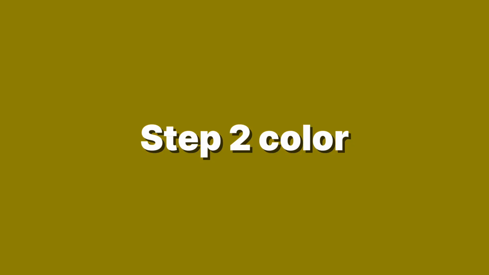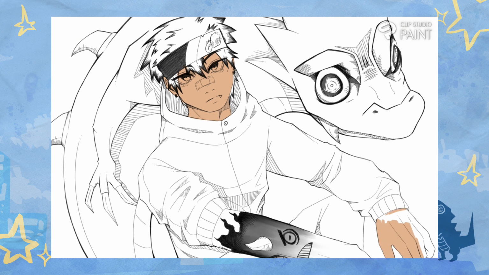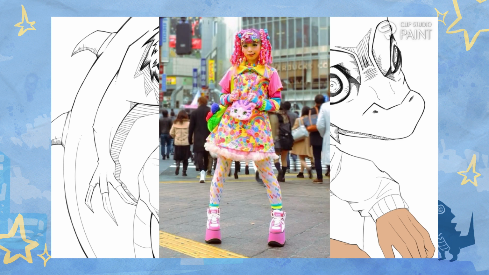Step 2, color. So for this piece, I wanted to do crazy colors. I didn't want a simplistic color palette where he would have a black hoodie and, I don't know, brown hair. No, I wanted to make him really colorful and really unique, kind of like Harajuku style.